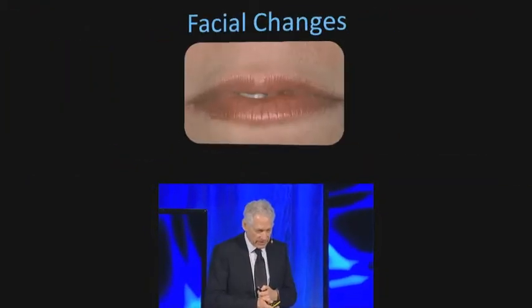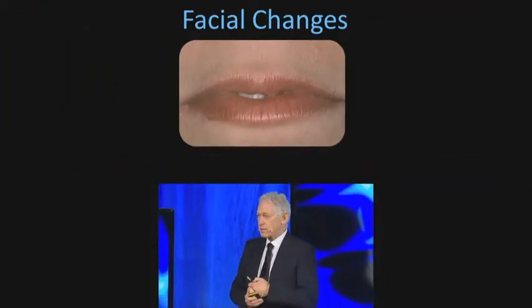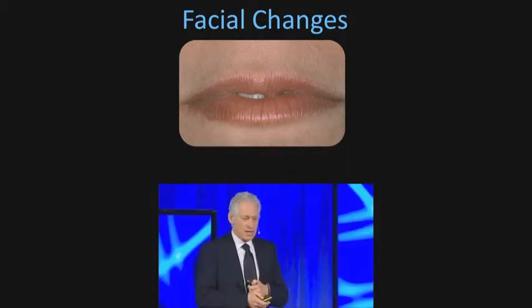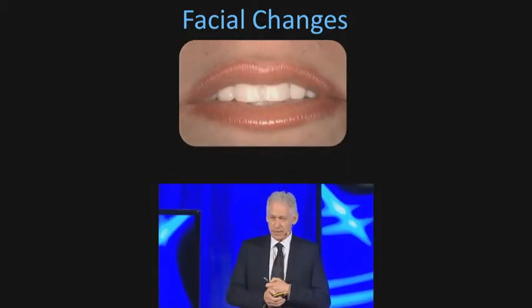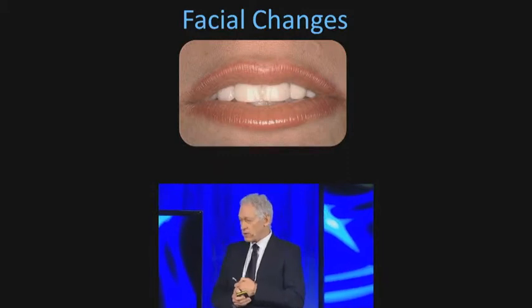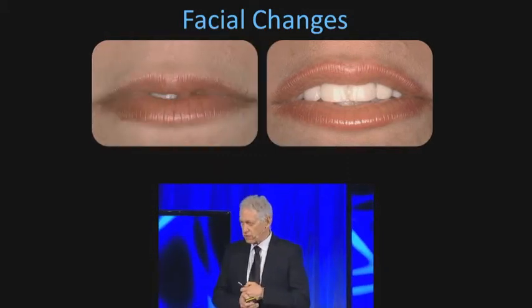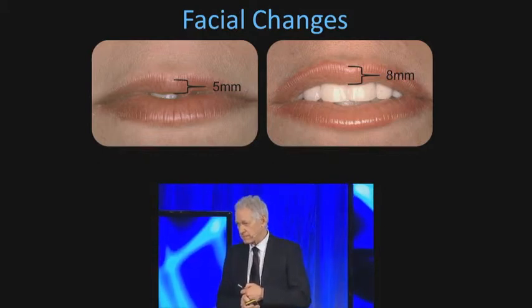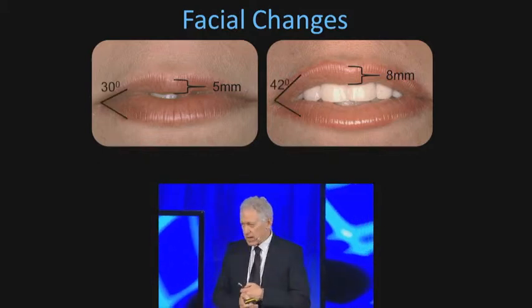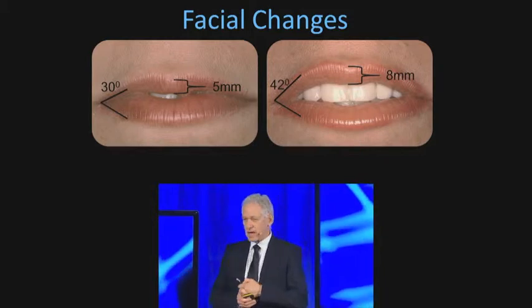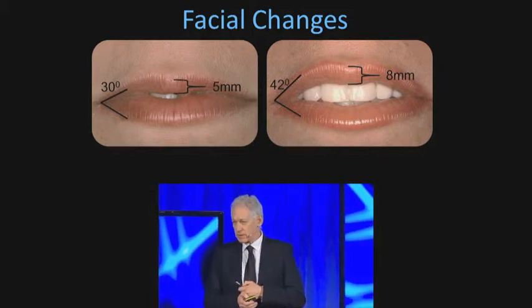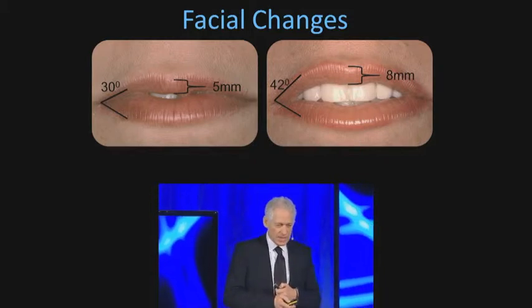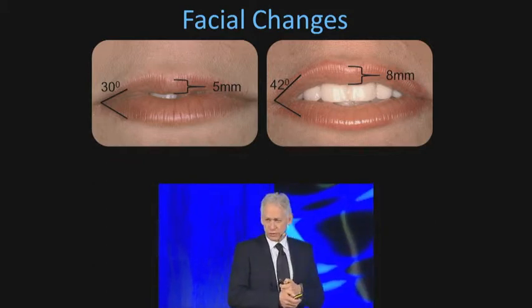Now let's look at the face. Remember, we spoke about facial appearance. This is the preoperative. This is the postoperative. What changed? The volume of the upper lip increased by 60%. The ideal lip height, upper lip height, is 8.5 millimeters in a beautiful face. The angles of the lip increased to 42 degrees.